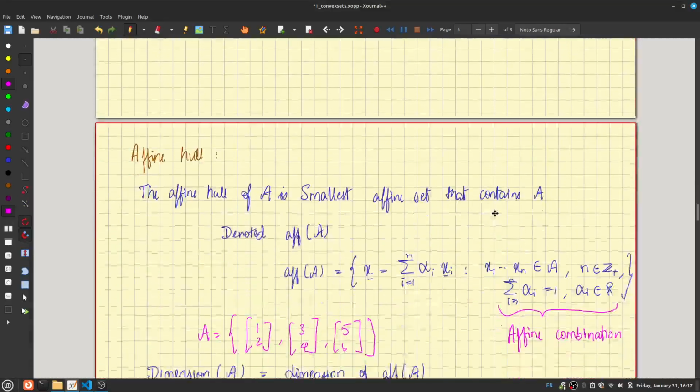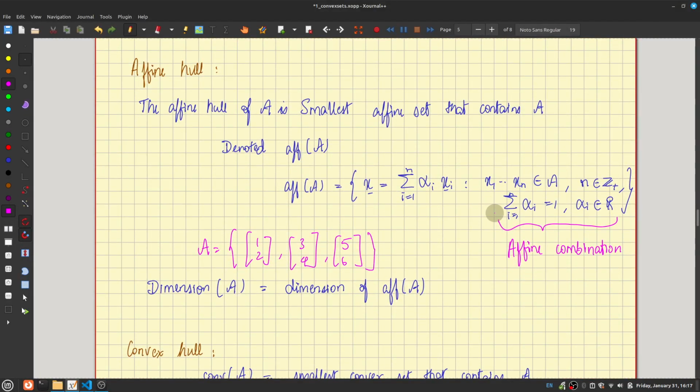So in R3, the only kinds of affine sets that you can have are either the null set, a point, a straight line, a plane, or the entire R3 itself, right? And all of these can be thought of as either subspaces or shifts of subspaces. So that's all the kinds of affine sets that you can generate. And the dimension of an arbitrary set is the dimension of its affine subspace.